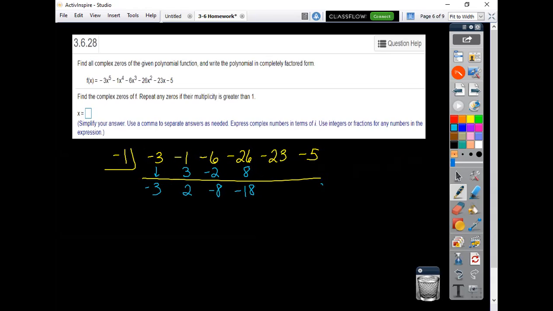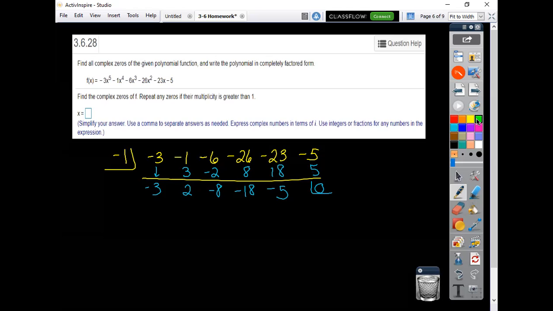Negative 1, remember, if I've done it right, I have to get a remainder of 0. Negative 1 times negative 18, positive 18, add straight down. Negative 1 times negative 5, positive 5. That's how you can know if you made a mistake. We did get a remainder of 0, and since that was one of our zeros, it better work that way. Take a negative 1 out again, because remember it was a double root.